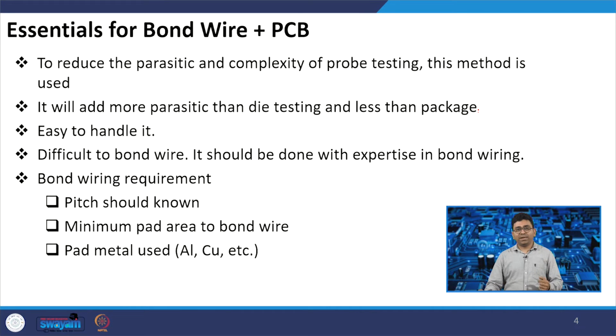What is the requirement for bond wiring? The pitch should be known prior. What is the minimum pad area for the bond wire, and the pad metal used? Because if your pad metal and your bond wire metal are different, or it does not stick to your actual pad, then no contact will happen. So, you should know prior what your bond wire metal and your pad metal are. Accordingly, you can design your PCB as well as go for the bond wiring. So, equipment is the same, but this is the additional thing you require for bond wire plus PCB testing.